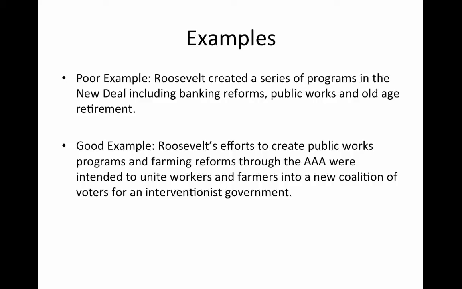Roosevelt's efforts to create public works programs and farming reforms through the AAA were intended to unite workers and farmers into a new coalition of voters for an interventionist government. Notice what I've done here. I provided public works programs and farming reforms up top, but I gave a specific example, the AAA. Then I state what its purpose was. What was the significance?